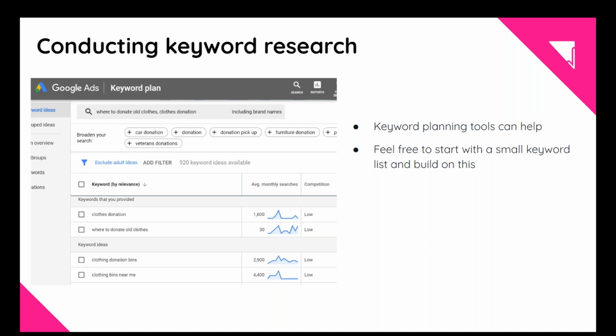As a really rough guide, most organizations would probably aim for a starting keyword list of around 50 to 100 keywords. But think about your organization's priorities. If your only aim is to recruit volunteers, then you might have a significantly smaller keyword list, and that would be really tightly focused on people searching around the theme of volunteering.